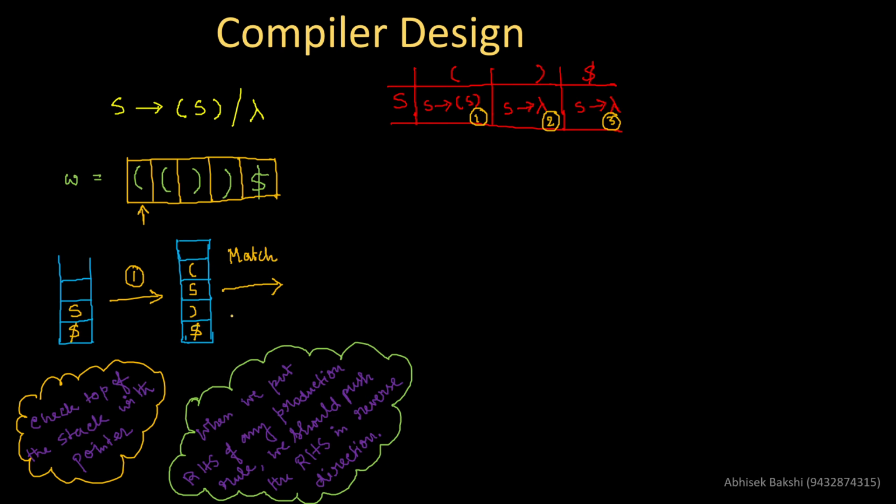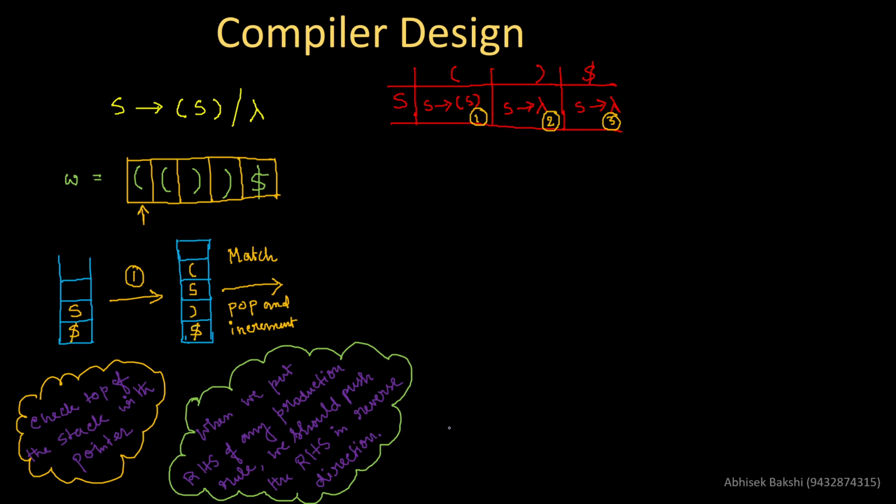So what we will do, we will pop and increment. What does it mean? That means we have to go through the third point. Point number 3. What is point number 3?